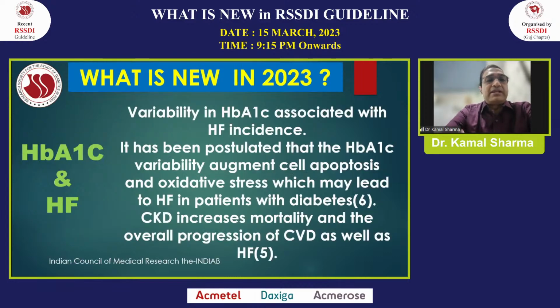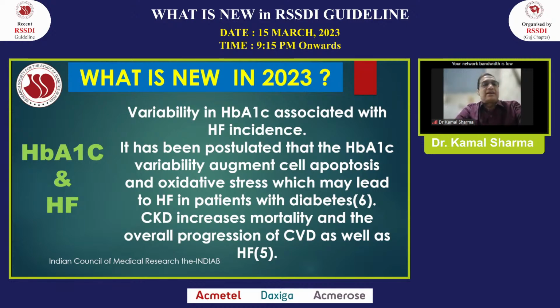So the A1C, as we know, is one of the favorite tools of assessing the overall scenario for positioning the severity and chronicity and time in range, beyond the fasting and PPBS we look at. The variability in A1C is another important methodology which has been postulated to augment cell apoptosis and oxidative stress, and it itself can lead to heart failure. And hence, CKD increases mortality, so does the progression of CVD as well as heart failure itself.